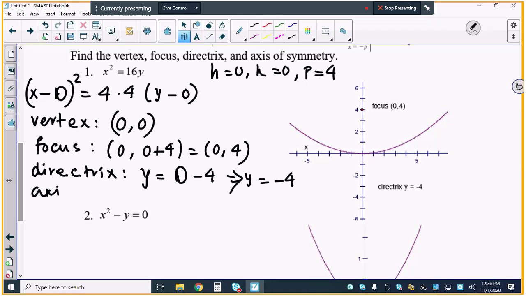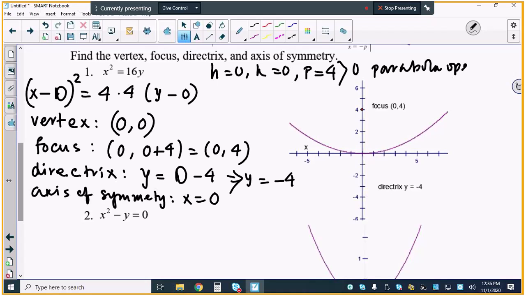Axis of symmetry is simply x equal to the x coordinate of the vertex. So I get to say that this is given by x equal to 0. The parabola opens up. So since p is greater than 0, the parabola will open up. As long as we have understood this much, the learning objective for parabola is done for us.